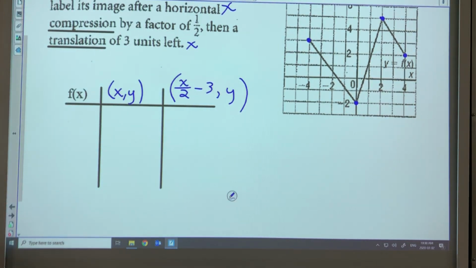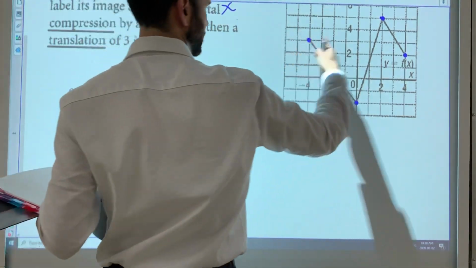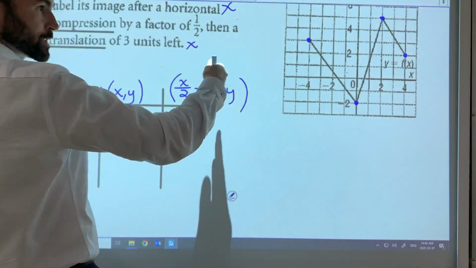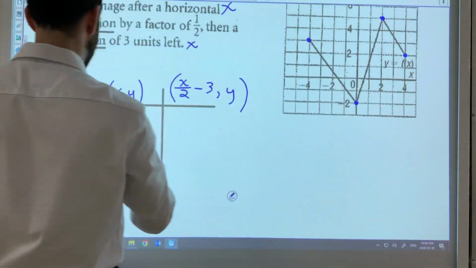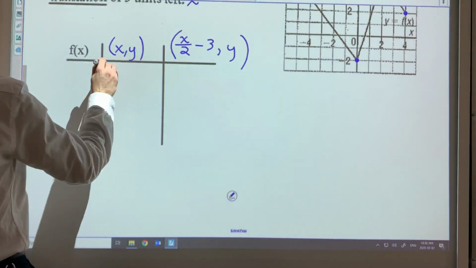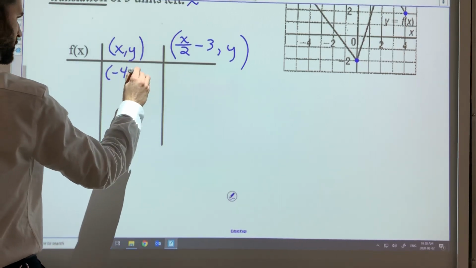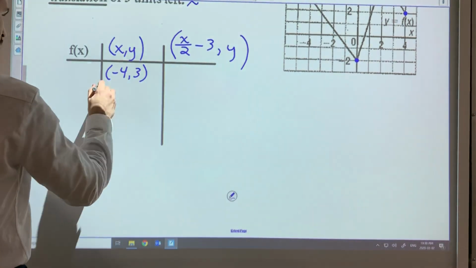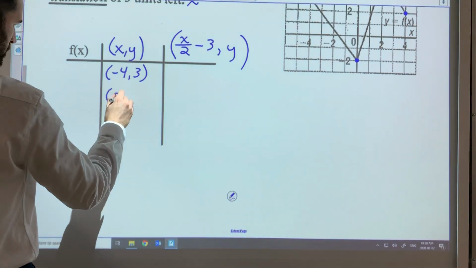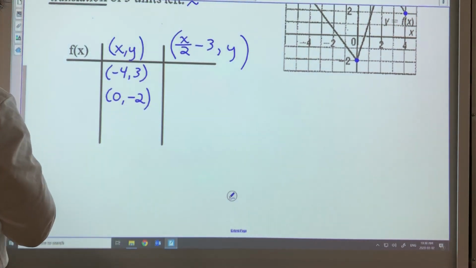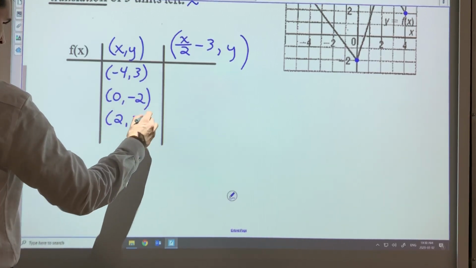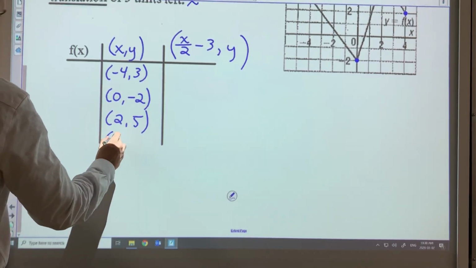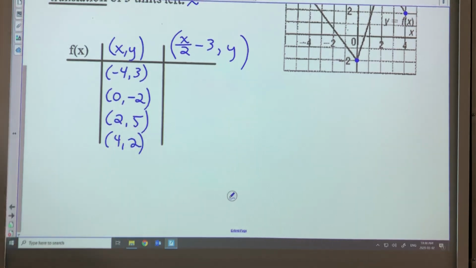Okay? Now grab these points. Again, I recommend you work left to right, and then when you connect the dots, we'll be connecting them left to right. So we got -4, 3. I'll just read them off my book. Then we got 0, -2. And then the next one is 2, 5. And the last one, 4, 2. Yay!